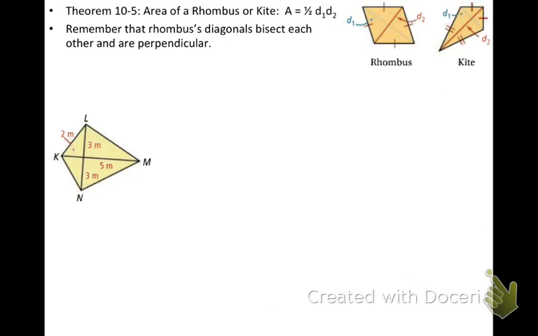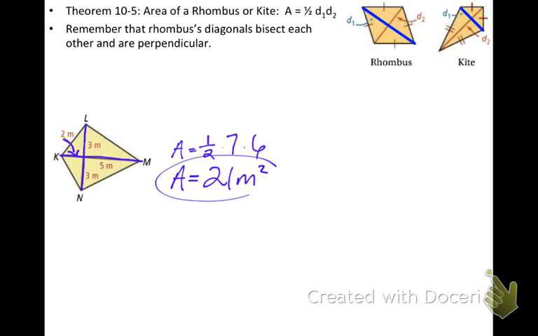Next one is rhombuses and kites. Again, these pictures should have come out a little better, but my diagonals are all the way from one vertex to the other. Same thing with a kite. I draw those on there to give a better picture. And so all I have to do is, I know that this is supposed to be 2 meters right there. And so this whole diagonal is 2 plus 5, which is 7. This one is 3 plus 3, which is 6. So area is equal to 1/2 of 7 times 6. That would give me an area of 21 meters squared.